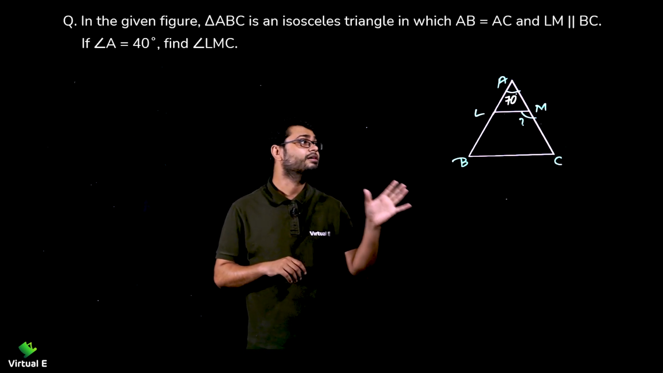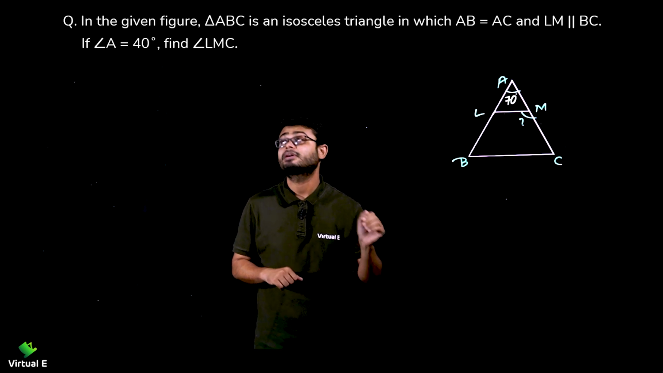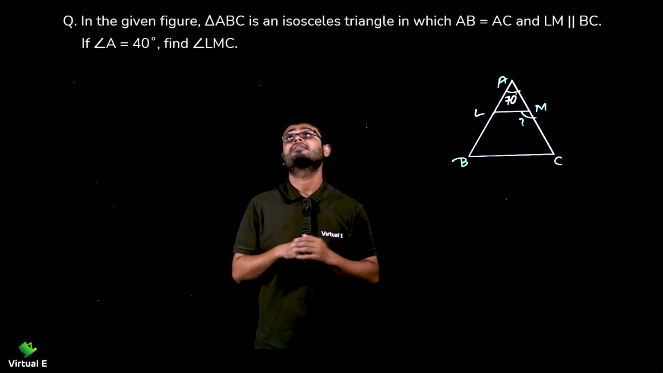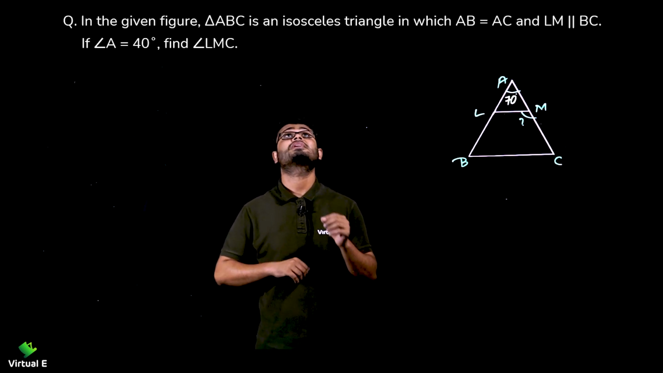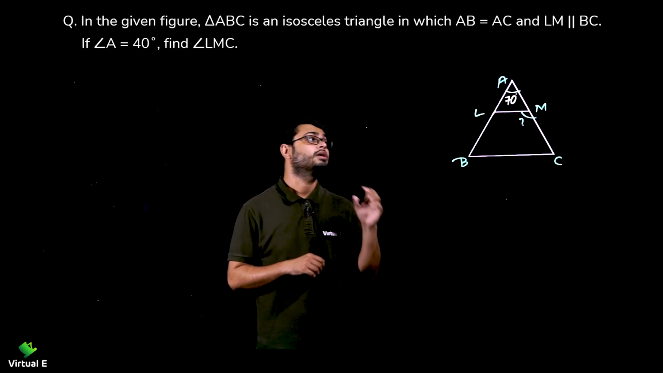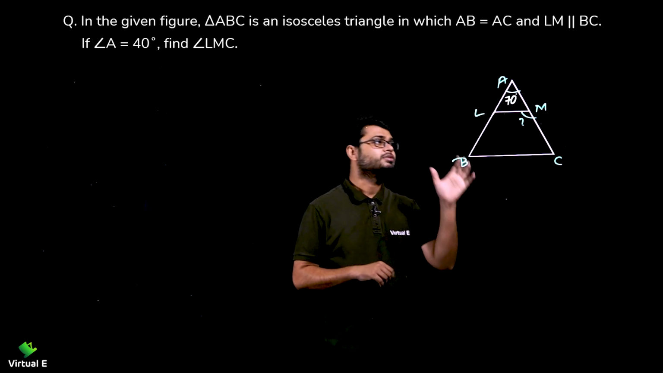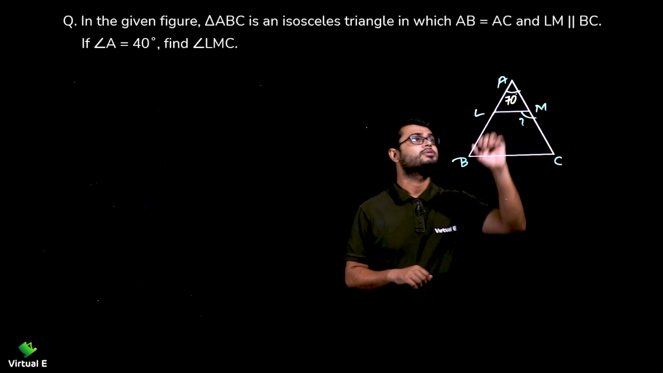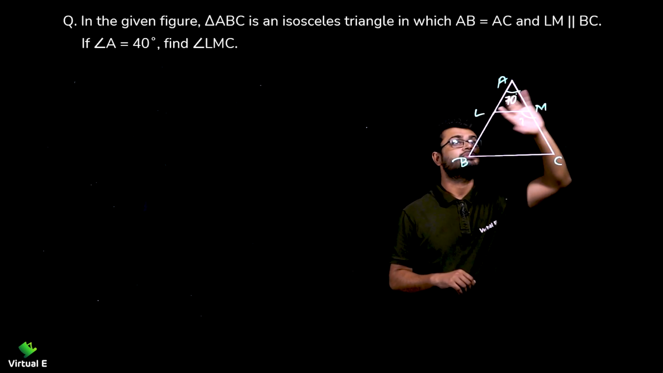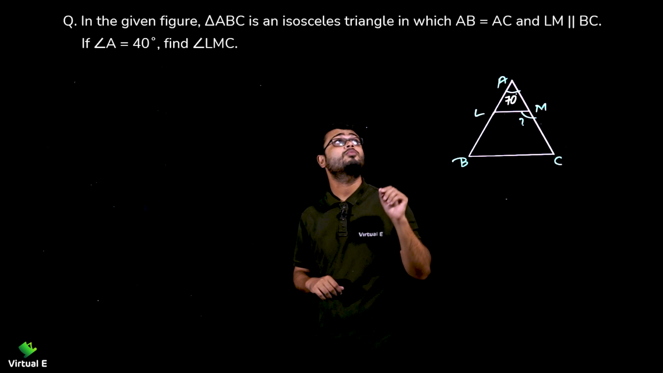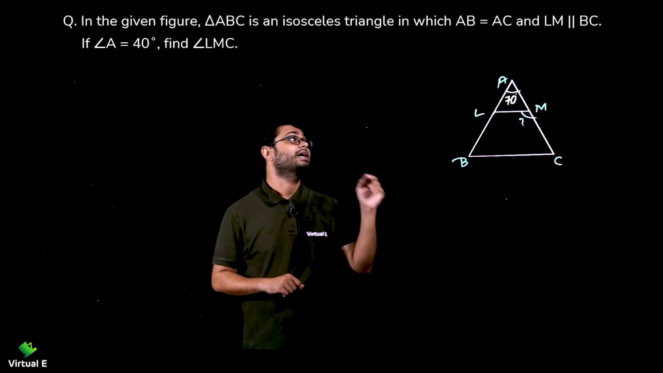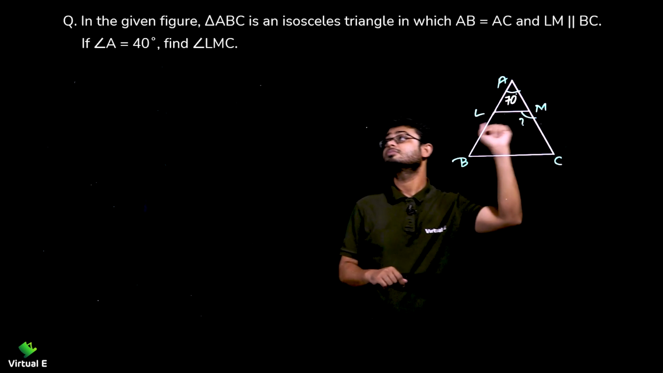We have the figure in the question only, that's good, right? Let's start. In the given figure, triangle ABC is an isosceles triangle in which AB is equal to AC. So this triangle is isosceles. So side AB is equal to side AC, and LM is parallel to BC.